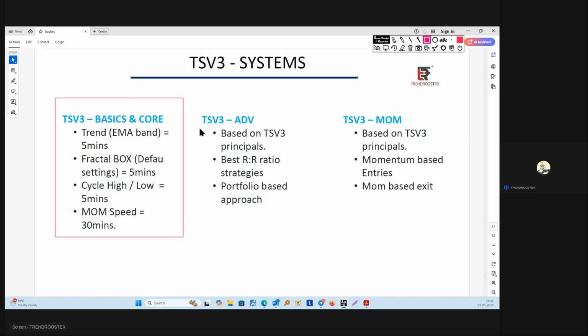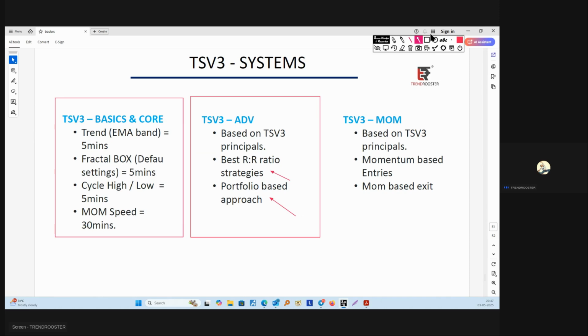Now we have TSV3 Advanced, which is nothing but an automated manner, based on the TSV3 principles, because the principle remains the same and keeps evolving, and it is one of the best RR ratio strategies. If you don't have clarity, go ahead and look for the TSV3 webinar on the Graphy Trendrooster website. You can check it out there. It is a portfolio-based approach. You risk 1%, you will be taking out 1.5% reward. It's a wonderful method to go for risk with reward.